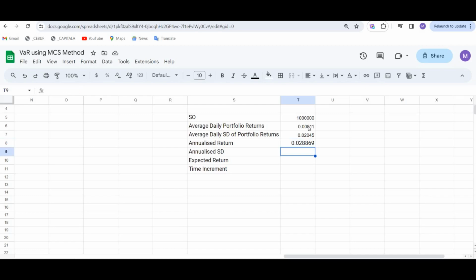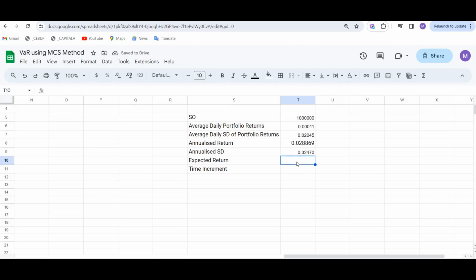Then the next one, annualized standard deviation, which is equal to the average daily standard deviation of portfolio returns multiplied by square root of 252. That is trading days in 1 year. Enter. Okay. We make it 5 decimal points.